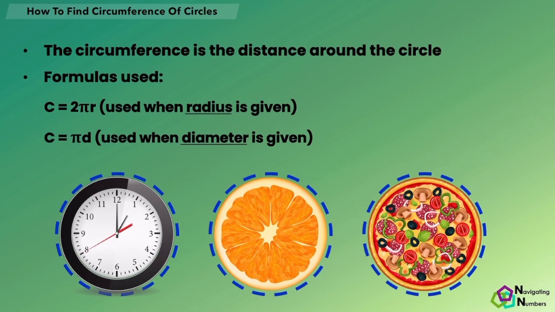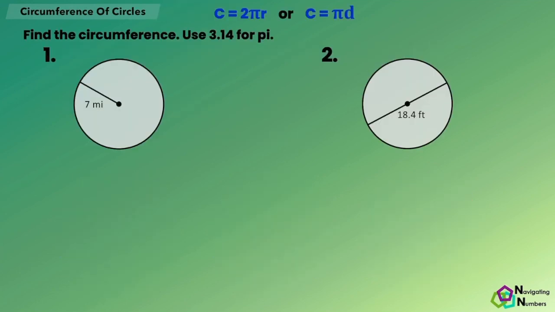We have the formula circumference equals 2 times pi times radius, or circumference equals pi times diameter. The formula you use depends on whether you are using the radius or the diameter of the circle. So let's practice finding circumference with some examples. We will use 3.14 for pi in these problems to make an approximation.